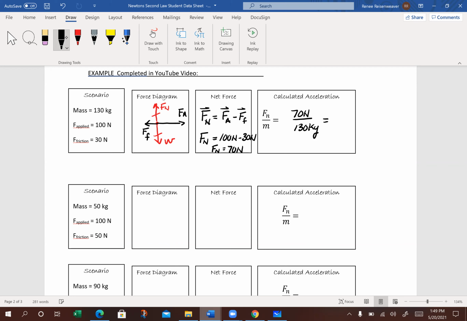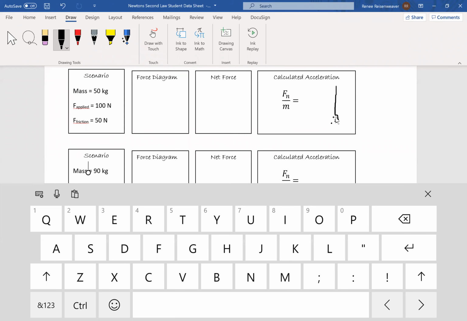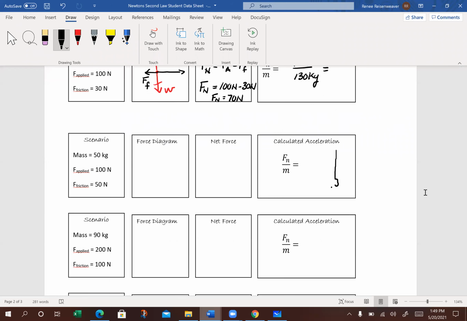So what do I get when I take 70 newtons divided by 130 kilograms? Plug that into your calculator. And I get 0.54 meters per second squared.